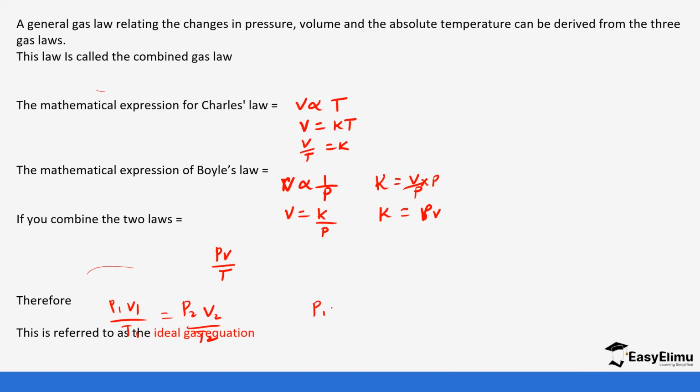Remember, this equation can be written in different ways depending on what you have been given. You can decide to cross multiply this equation, and if you cross multiply, you're going to get T2P1V1 equals T1P2V2. So depending on the value you want to be left with on one side, or the value that you're looking for, you can do the math and get the values that you want.